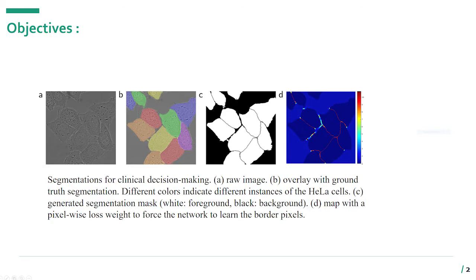Before we articulate the objective, we want to learn the terminology, segmentation. What is segmentation? The figure is a demonstration of different information related to segmentation. A is the raw image. B is the overlay with ground truth segmentation. Different colors indicate different instances of the HeLa cells. C is the generated segmentation mask: white is foreground, black is background. Finally, D is the map with a pixel-wise loss weight to force the network to learn the border pixels.